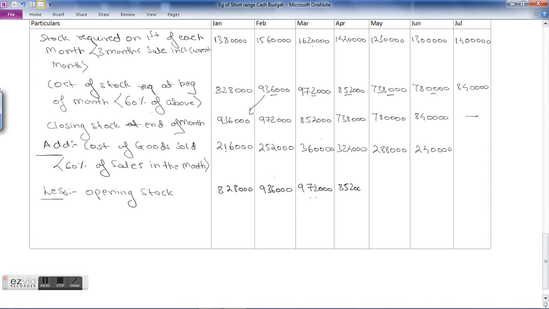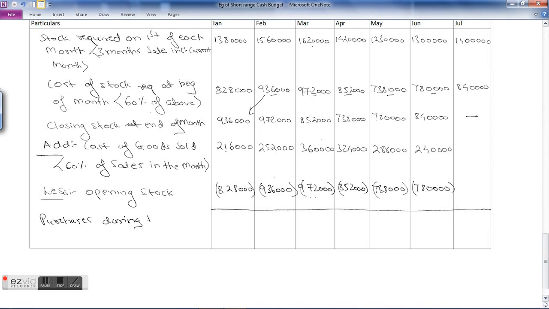8,52,000. Okay, then 7,38,000. 7,80,000. We have to reduce it. Okay, to find out the purchases. I'm just putting a bracket since we are reducing it. Okay, so balance whatever we are getting is purchases during the month. Okay, so for month of Jan it will be 9,36,000 plus 2,60,000 minus 8,28,000.